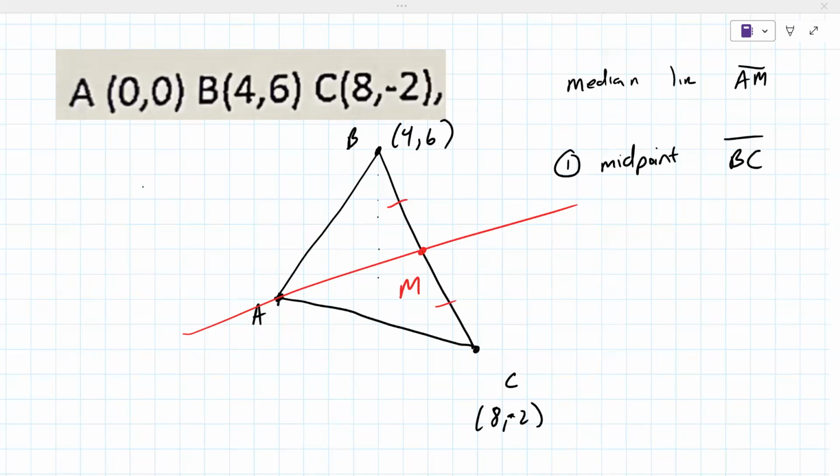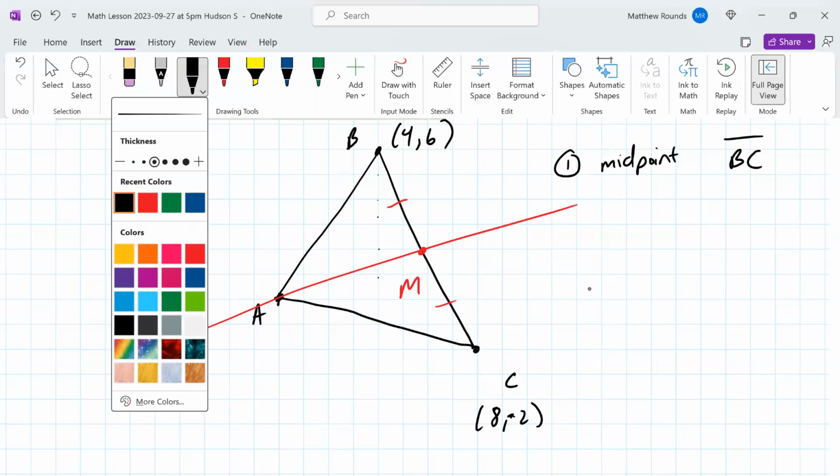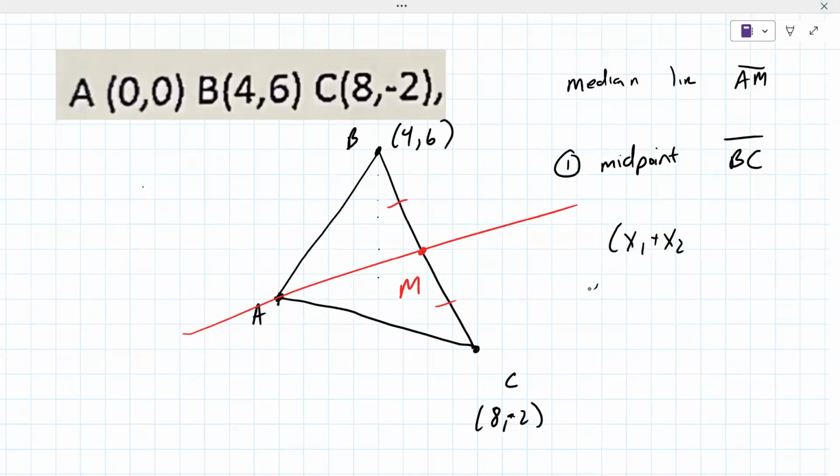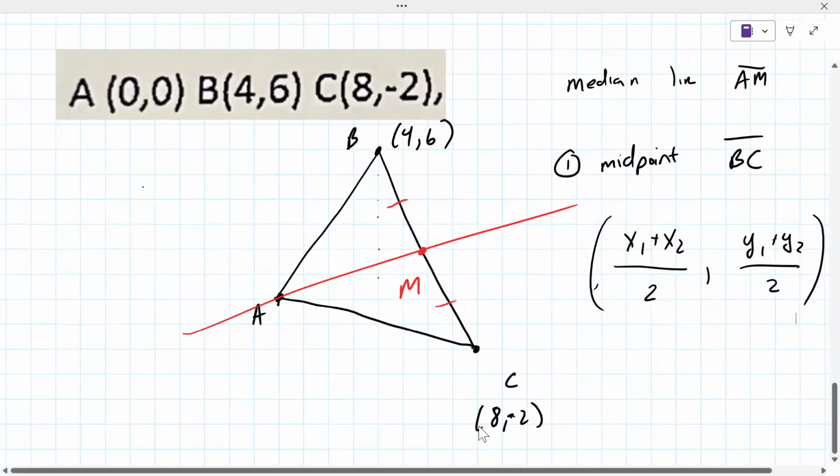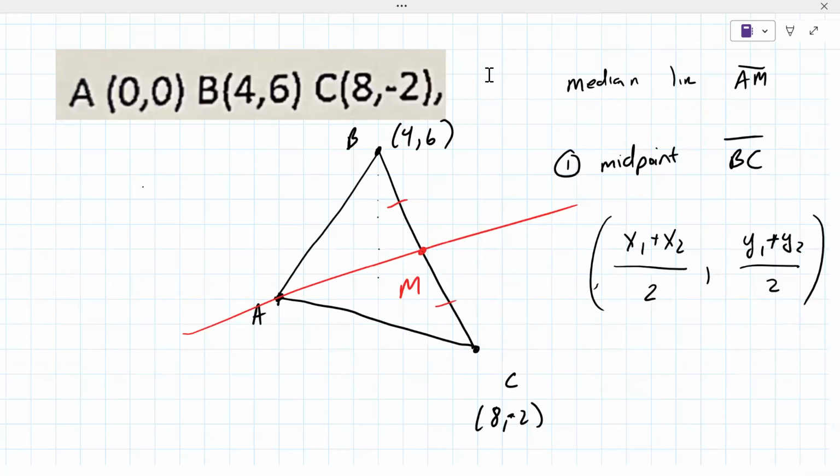So, to find that, would I be subtracting the x's and then also subtracting the y's? It's the average. The midpoint is like the average. It's x1 plus x2 over 2, y1 plus y2 over 2. So you take the two x values, add them together and divide by 2. Take the two y values, add them together and divide by 2. We did that a little bit last week. 4 and 8 divided by 2, 6 and -2 divided by 2.